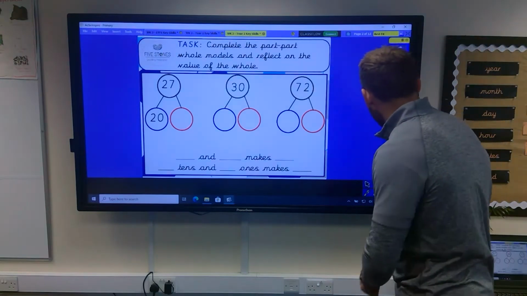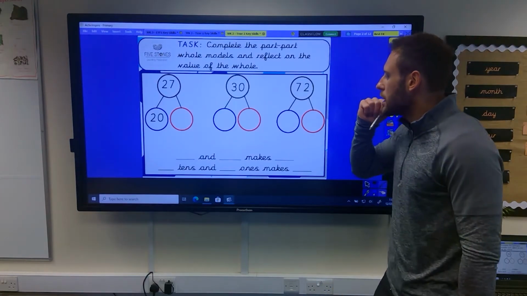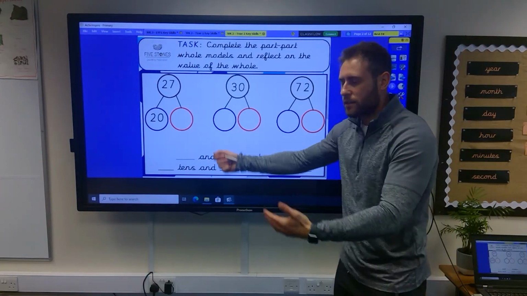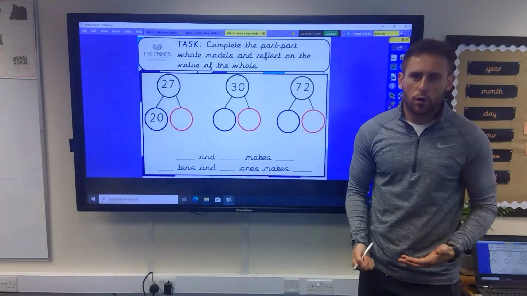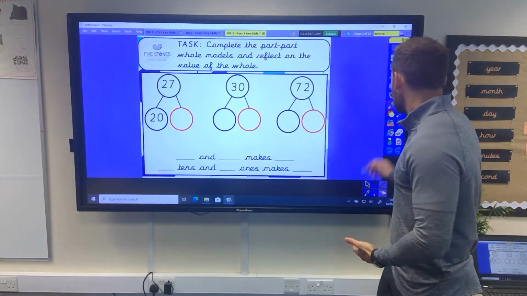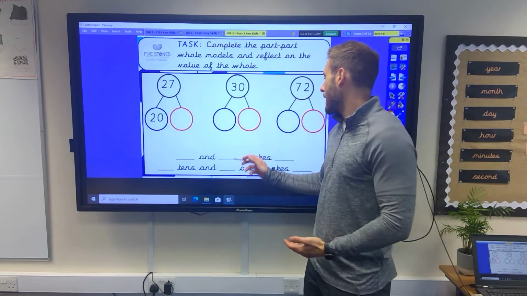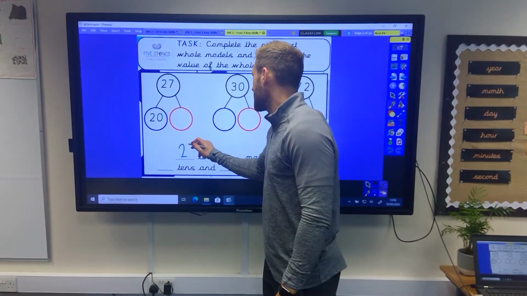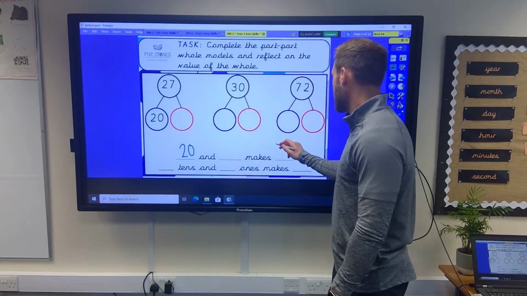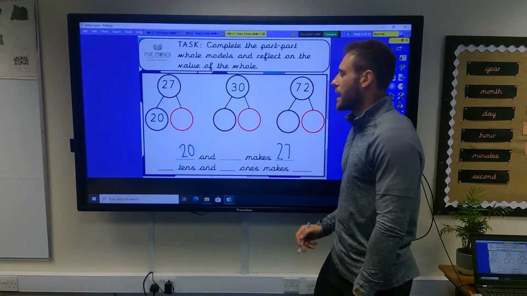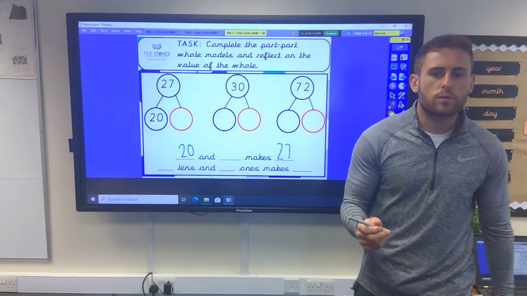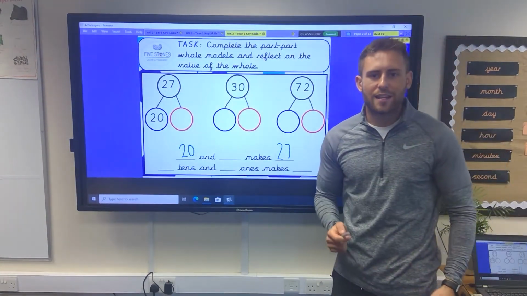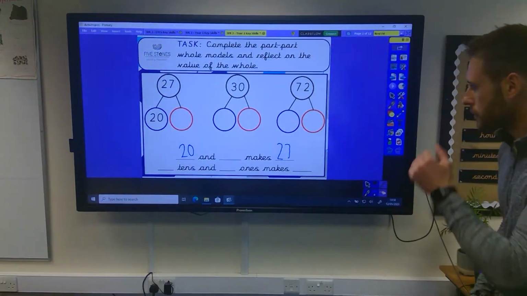So we are super good at working with this part whole model, and we are going to complete the model and say the sentence to go along with it. Okay, so we know here that 20 and something makes 27. I'm just not quite sure on what that something might be. You need to figure that out for me. Off you go.